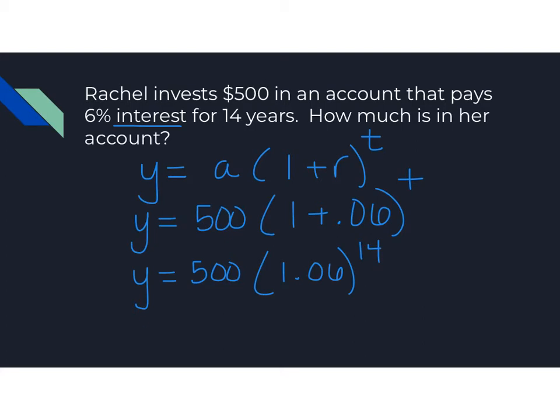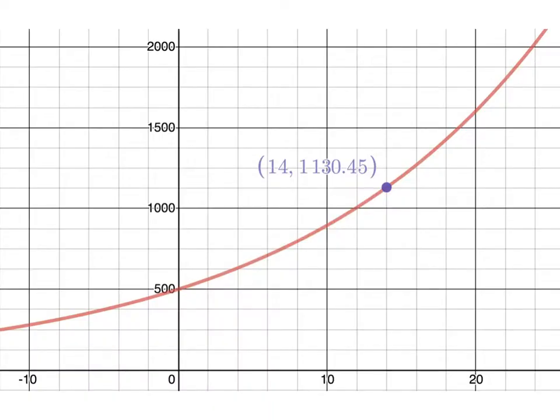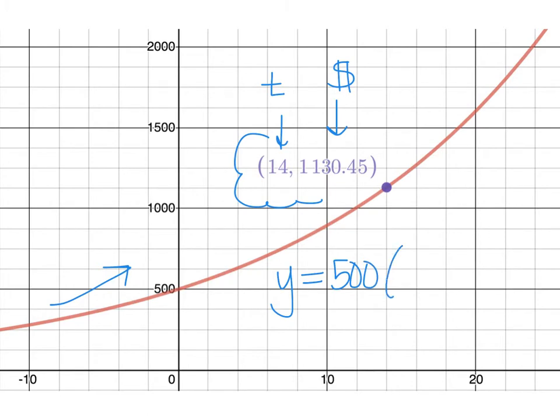Let's look at what that looks like if we type that into Desmos and look at the graph. We put this into our graphing calculator. Here's our exponential function. We can see that it's rising to the right, so it's growing. Here is our time of 14 years, and that gives us our amount of money in our savings account. Again, this is just the graph of the function y equals 500 times 1.06 to the power of t, and I put that into Desmos.